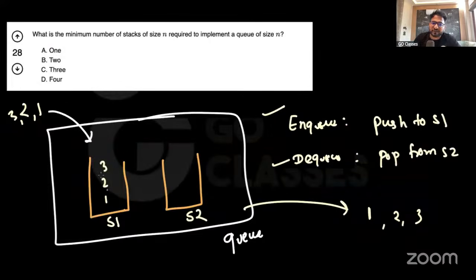So if you transfer all the elements, then it will be basically 3, then 2, then 1, and then you can pop. If you pop, then 1 will get popped first, then 2, then 3, right? So if S2 is already having some element, then you can directly pop. But if S2 is empty, then transfer all the elements. That's the only little bit of modification that is required. Okay, so I hope that is fine.